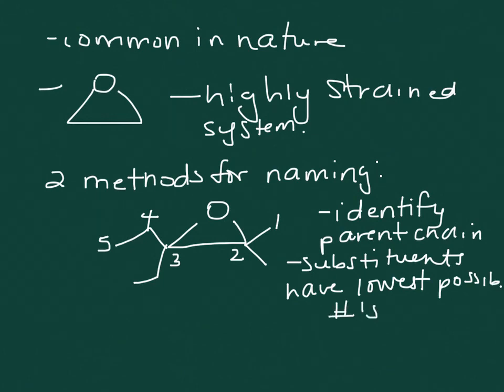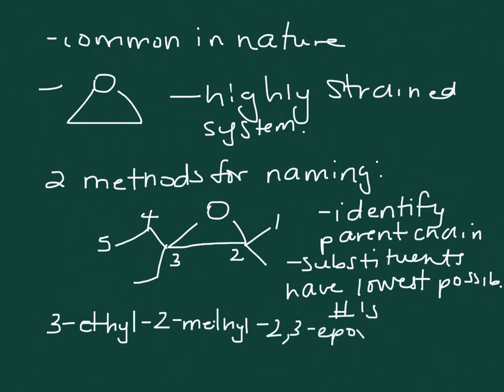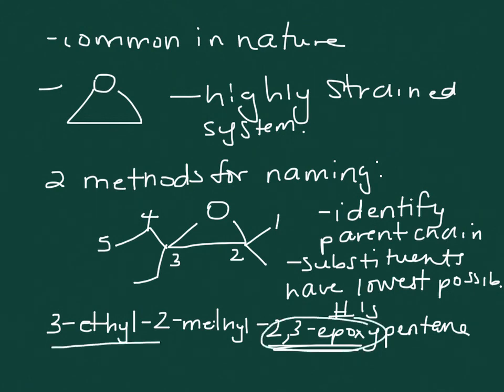Okay, so this parent chain is a pentane. So we have 3-ethyl, 2-methyl, 2,3-epoxy pentane. I want you to take note that the epoxy goes before the pentane. So this is not alphabetized with the other substituents.